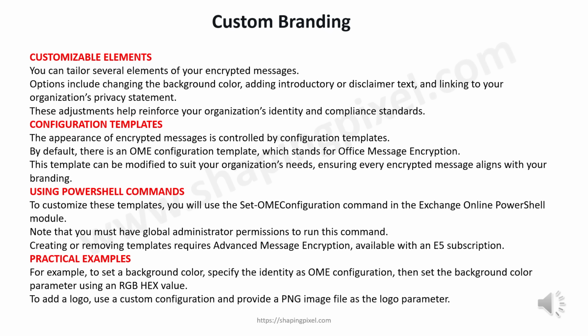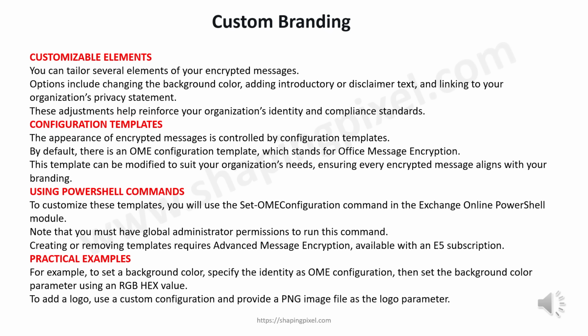The appearance of encrypted messages is controlled by configuration templates. By default, there is an OME configuration template, which stands for Office Message Encryption. This template can be modified to suit your organization's needs, ensuring every encrypted message aligns with your branding. To customize these templates, you will use the Set-OMEConfiguration command in the Exchange Online PowerShell module. Note that you must have global administrator permissions to run this command. Creating or removing templates requires advanced message encryption, available with an E5 subscription.